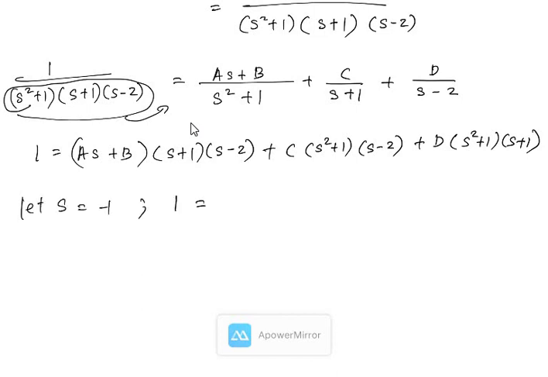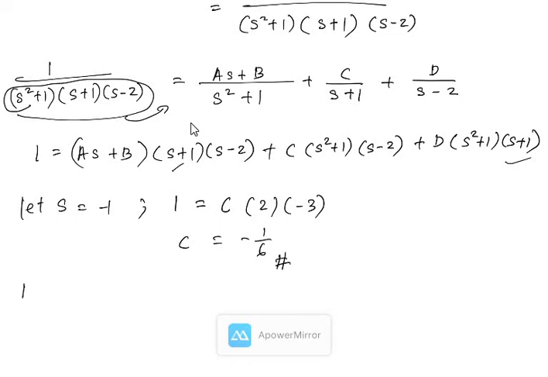1 equal to, okay, for s equal to minus 1, this one can be cancelled, equal to 0. Also, this one equal to 0, so we left the c. So c times 2 times minus 3. So c is equal to negative 1 over 6.